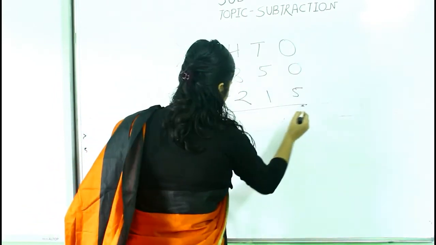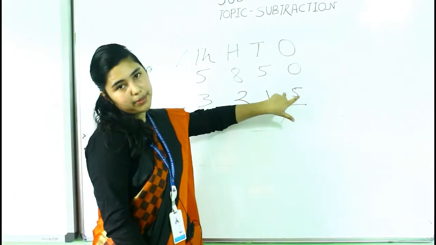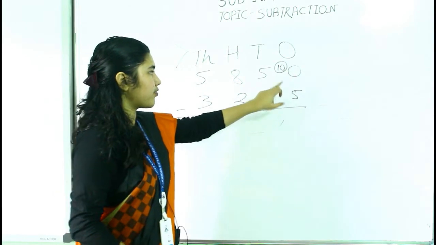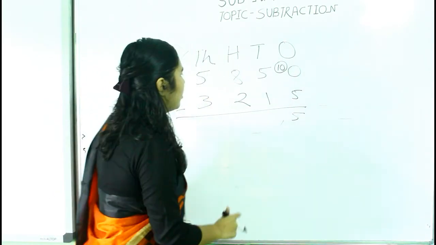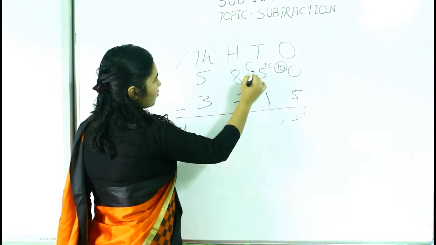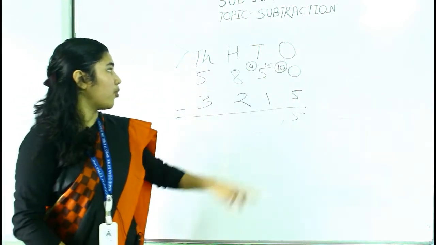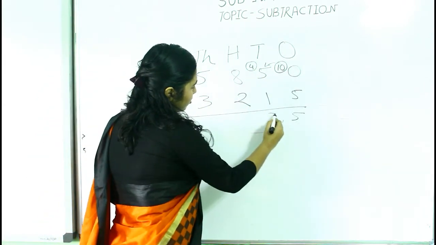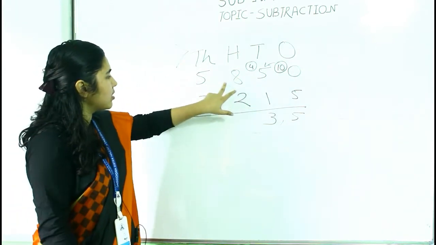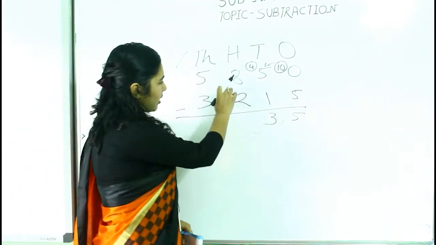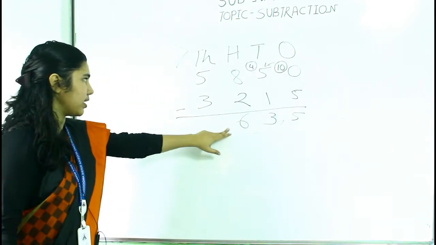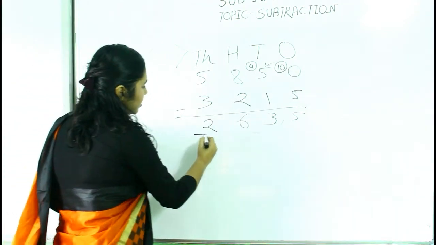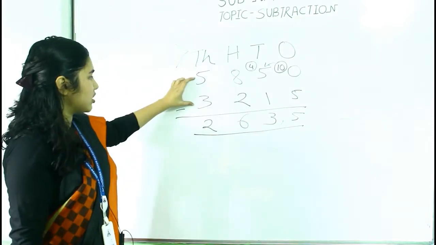So first subtract. Now 5 is more than 0, so assume here 0 as 10. Now subtract 5 from 10, which is 5. Now take this one here and subtract from 5, which gives 4. Now 4 is bigger than 1, right? So subtract 1 from 4, which is 3. Next, subtract 2 from 8. 2 is smaller than 8, so here we will get 6. And next subtract 3 from 5, which is 2. Now this is the difference between these two numbers.